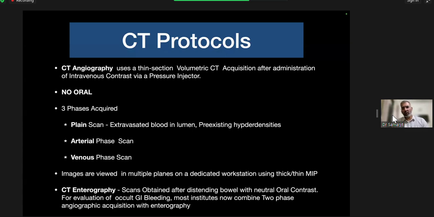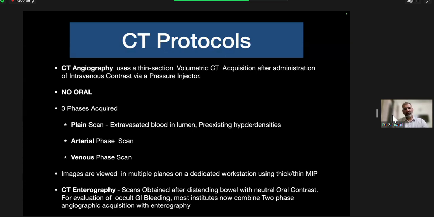We don't give any oral contrast. So there are two types of studies which will be performed. One is when your patient is actively bleeding, which is the best time to do it. And one when your patient is not bleeding. When your patient is actively bleeding, you don't do anything. You don't give any water. You don't give any contrast, right? You just do an arterial phase scan and a venous phase scan. And then, of course, you do thin MIPs and you do a sliding scale and try and see whether there is an extravasation or not.